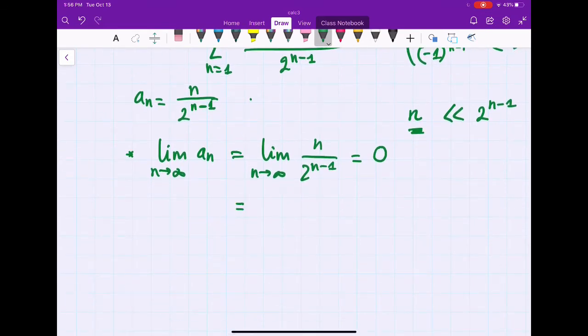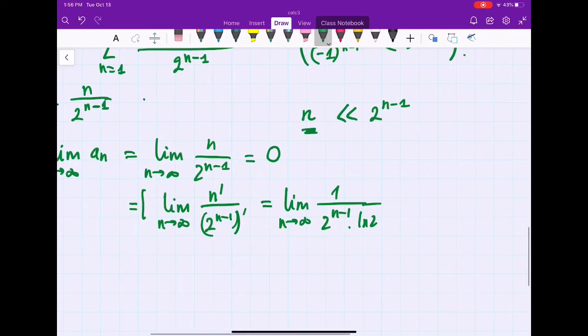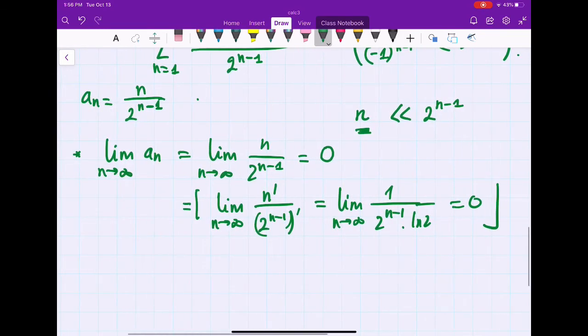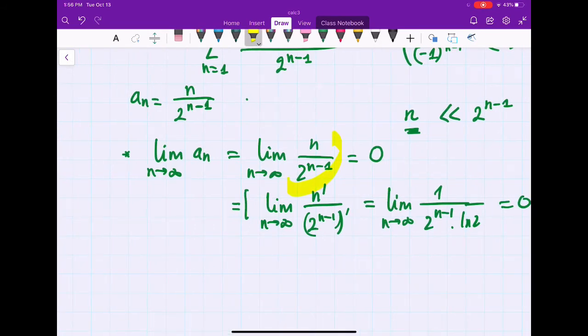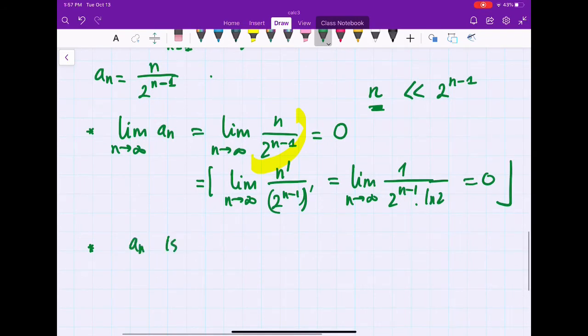Let me write that if we want to use L'Hopital's rule. You consider the limit of n prime over (2^(n-1)) prime when n approaches infinity. So you have the limit of 1 over 2^(n-1) times ln 2 as n approaches infinity, and that is 0. So according to L'Hopital's rule, the limit of this guy should be 0. Anyway, the limit of that guy is 0. Okay, we are good.